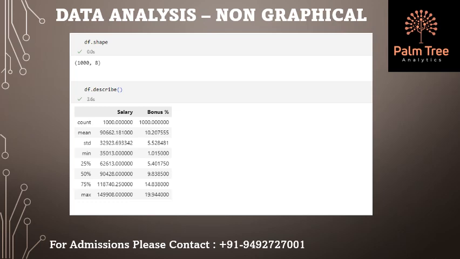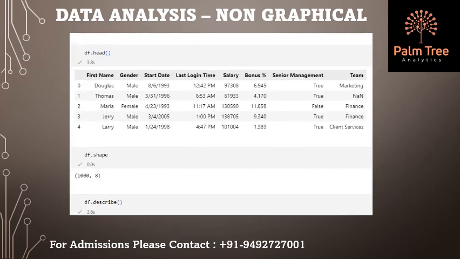In the data we have, this doesn't show the complete picture. See, only the salary and bonus percent are numeric, and this is a date, and this is a timestamp, and this is a date, and these are all categorical values. So they are not coming up there.